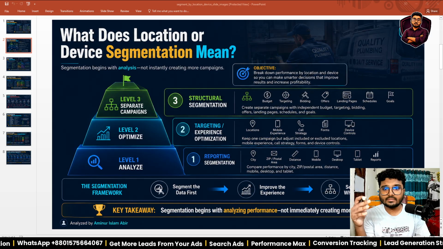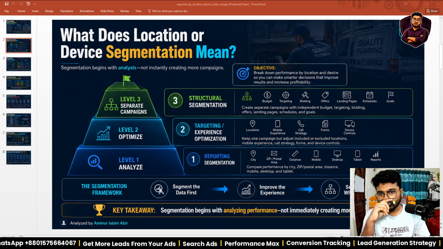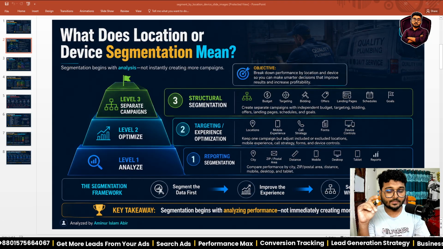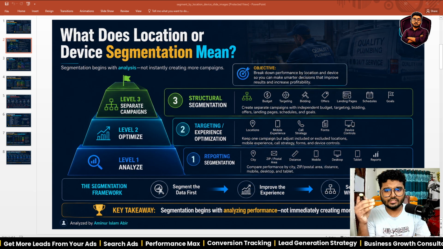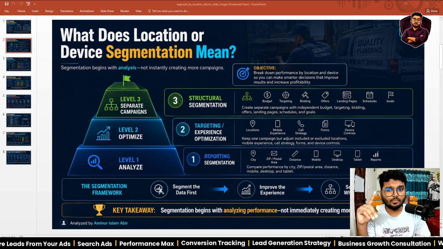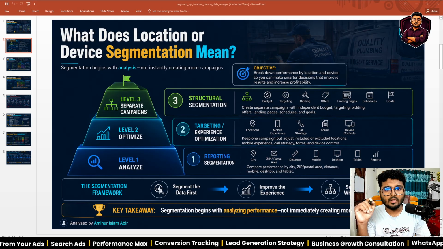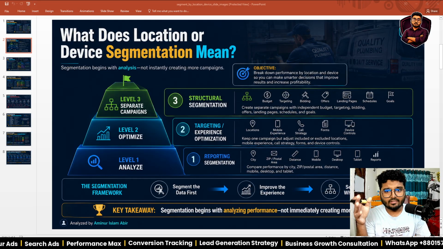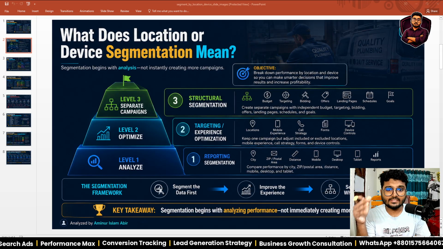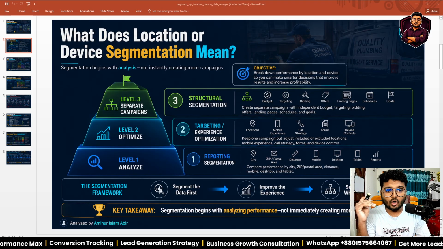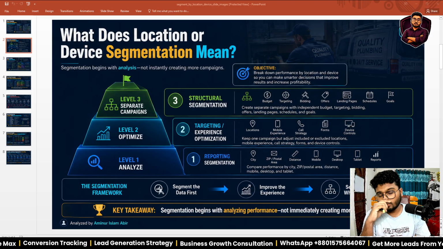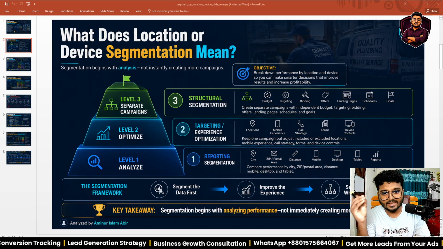So, this is my slide 2. Here I analyze what location or device segmentation means. Segmentation does not always mean creating new campaigns. There are three practical levels. Level 1, reporting segmentation. At this level, we keep the current campaign but compare performance by city, zip or postal area, distance, mobile, desktop, and tablet. The objective is simple. We want to understand where the differences exist.